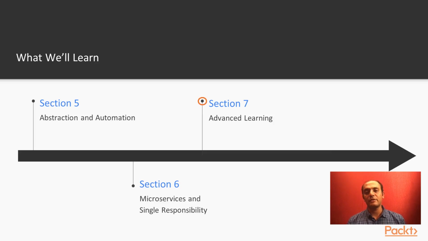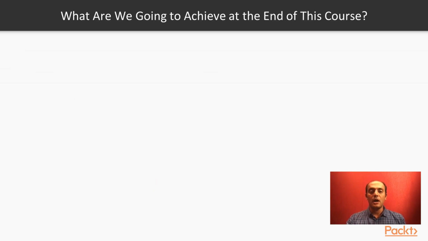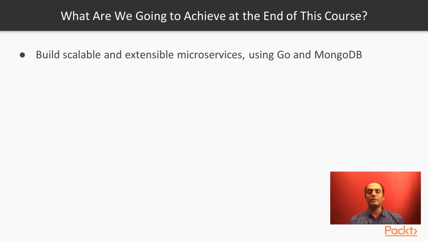Lastly, in section seven, we'll talk about all the things that are already available, the tools, the frameworks which are available, how to work with authentication and try it in the real world, what do people do. I hope y'all will enjoy this, because by the end of this course, we are going to see how we build scalable, extensible microservices. In this particular tutorial, obviously, we'll be using Go and MongoDB.